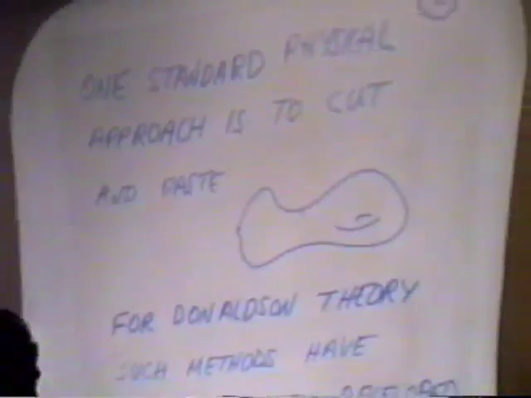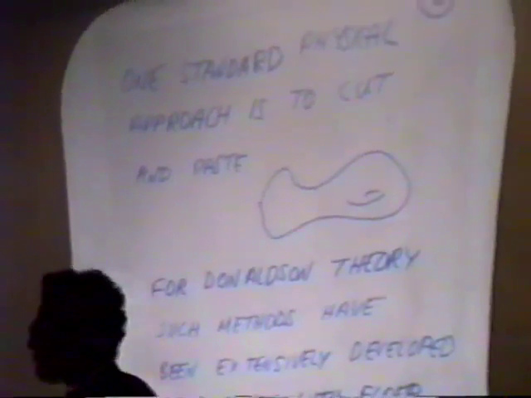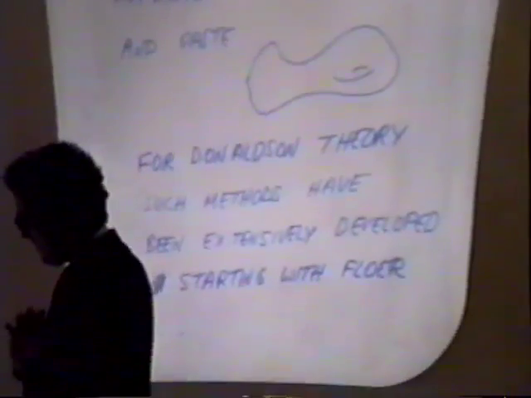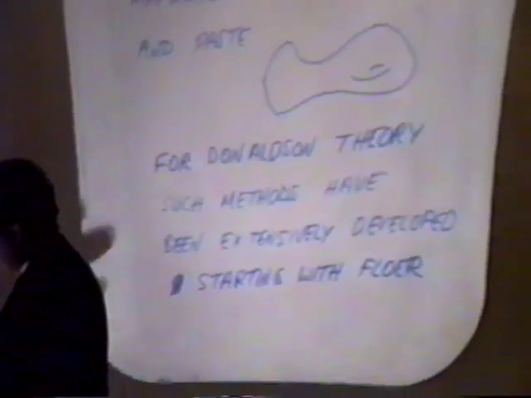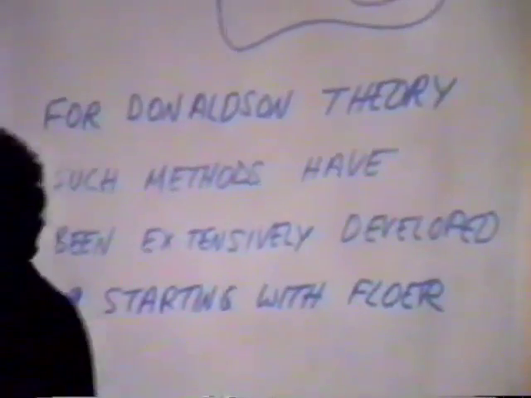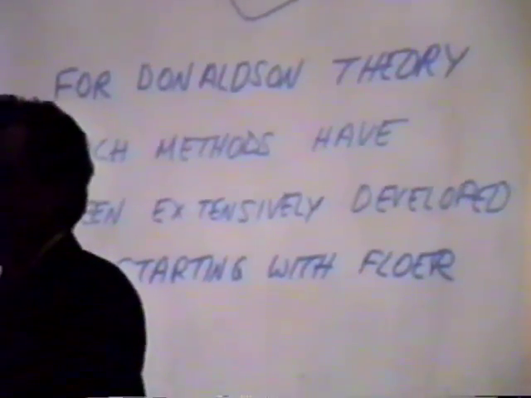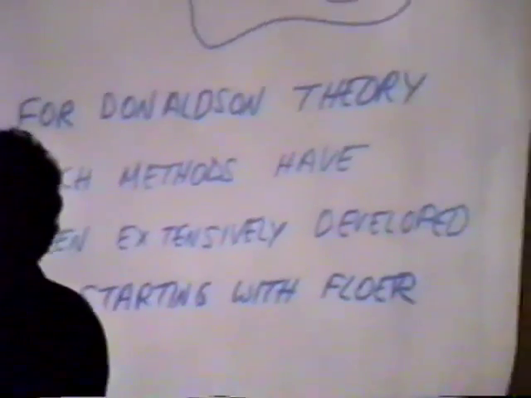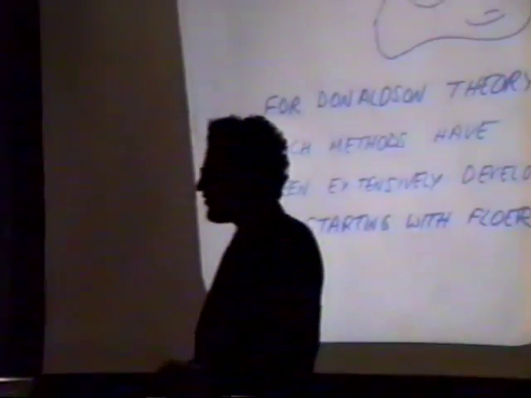So, when I first thought about this problem in the late 80s, partly in collaboration with my student Scott Axelrod, we tried to cut and paste and sum over physical states. But for Donaldson theory, such methods have been extensively developed, starting with Floer, and after a long peregrination, we eventually concluded that we could learn nothing essentially new.